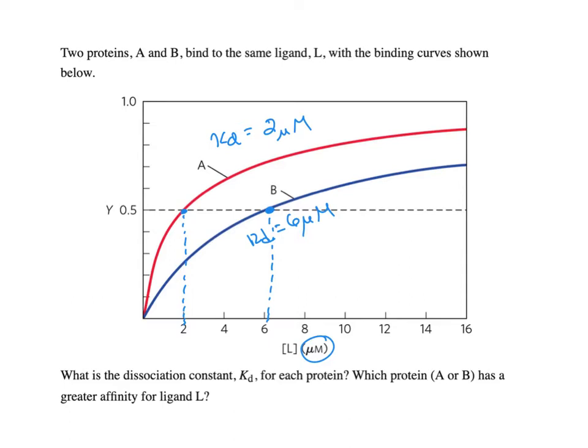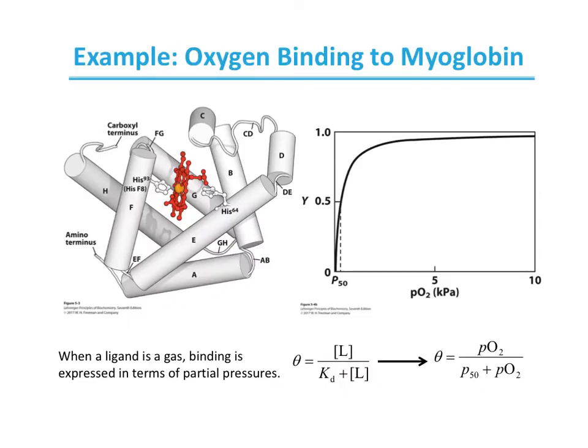So another way to think of it is that it didn't take as much of the ligand to be present for protein A to have half of its binding sites filled. That means it really wants to bind to the ligand more so than protein B. With protein B, it took a lot more ligand to be present before half of its sites were occupied by ligand. Now let's look at an example of oxygen binding to the protein myoglobin.